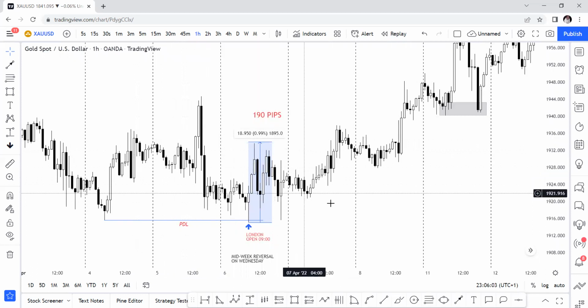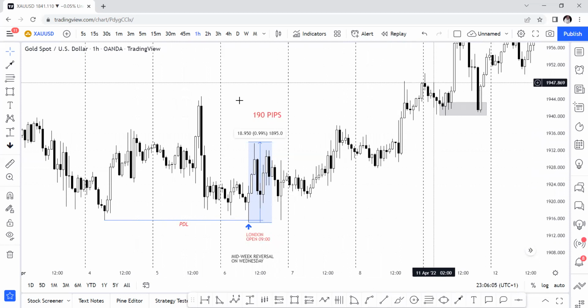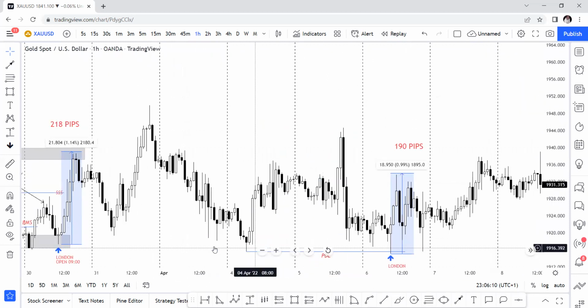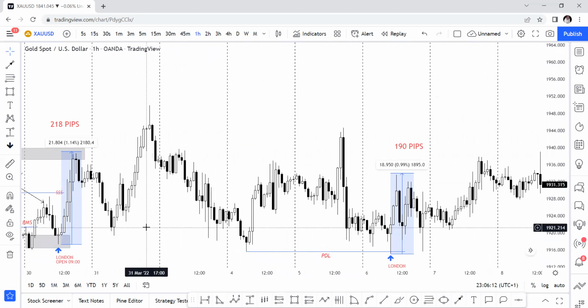But on Thursday, we have a very big push upward. And this place, because this place, so if you watch carefully, it falls on what? On the beginning of a new month, which is April, yeah.